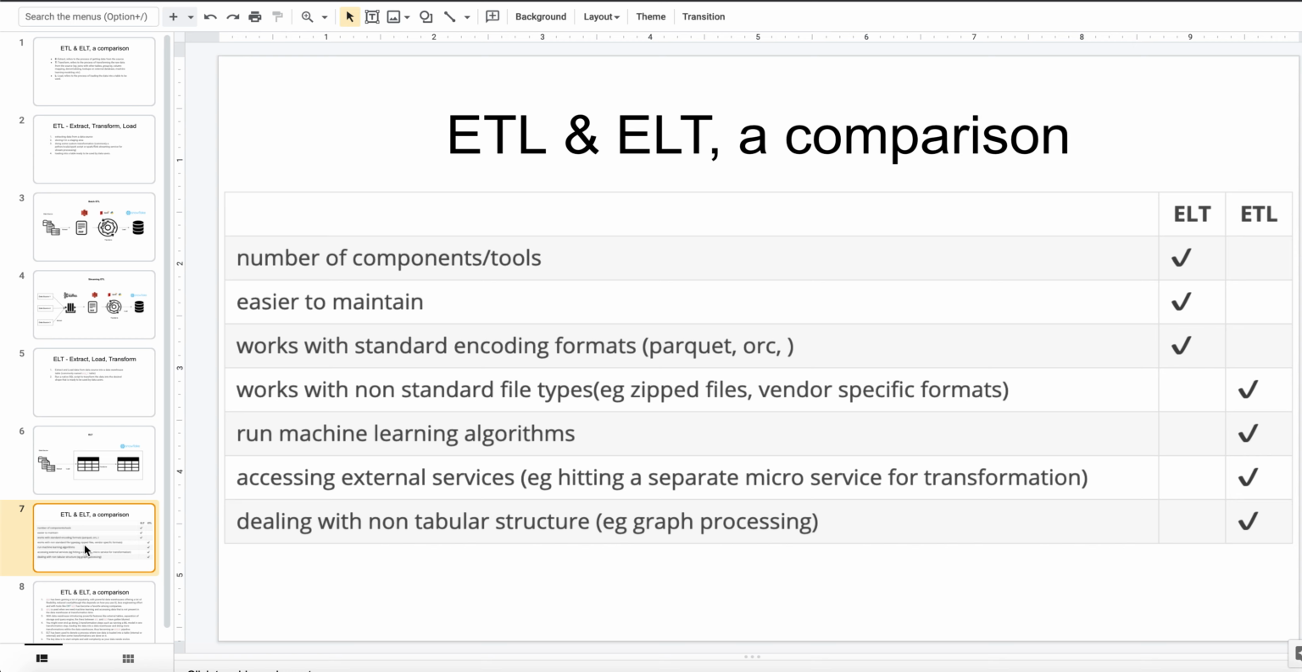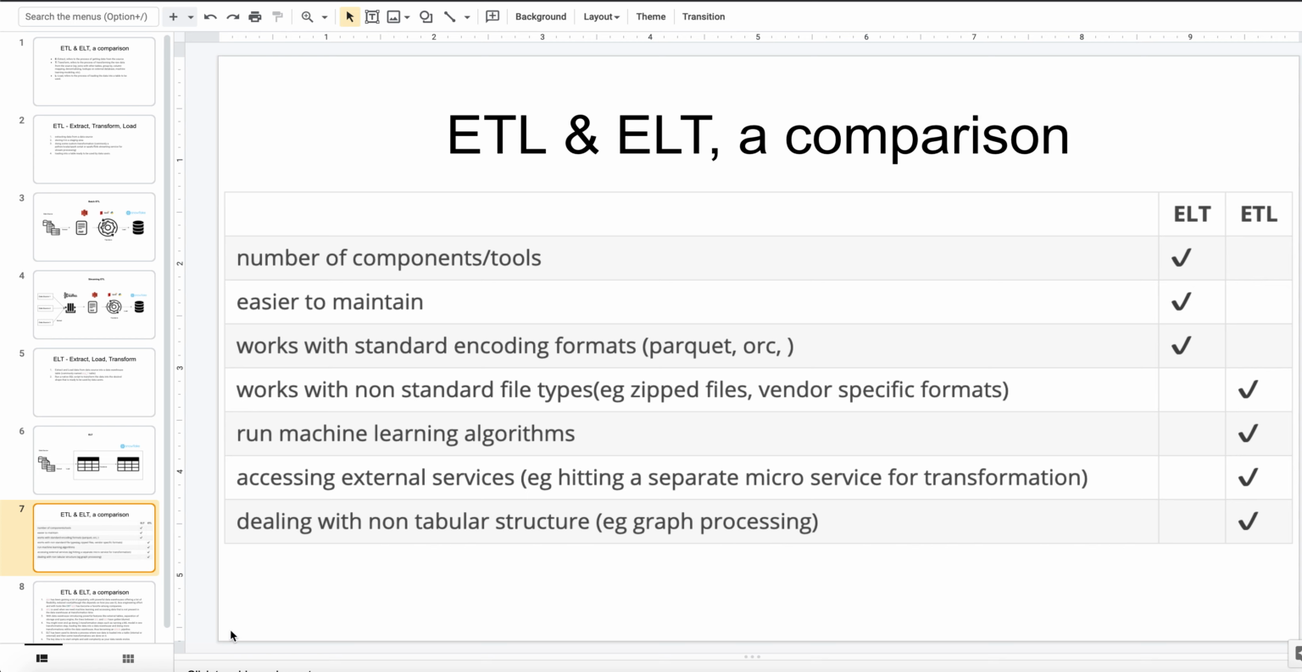So let's do a quick comparison of ETL and ELT. Let's start with ELT. It has a low number of components, which means it's easier to maintain, with fewer components that can fail, so less to monitor, and it's generally less expensive than ETL, although it heavily depends on how you set up your system.